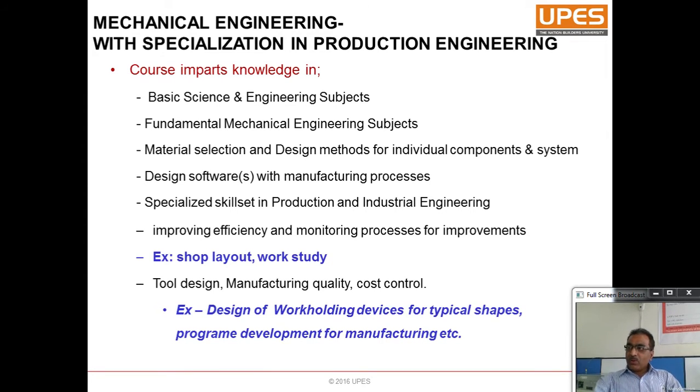Now, in this particular course, you will be coming across the basic science and engineering subjects, some mechanical engineering subjects, then courses related to material selection and design methods, then the software, and all these things come under the mechanical component. And then you are going to have a specialized skill set in the areas of production and industrial engineering.